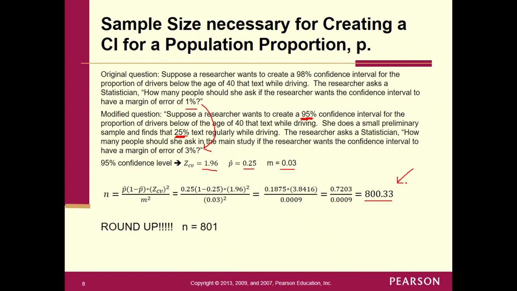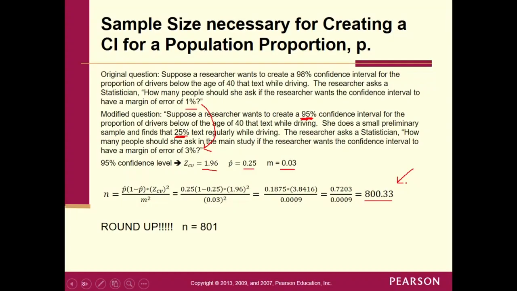That's our final answer. Look at the difference there. We didn't even change a whole lot. We went from 98% to 95%, we did a little preliminary sample ahead of time, and we loosened up the precision from 1% to 3%. That's all we did, and look how much of a difference that made. We got it down to 801 versus the 13,000-something. So hopefully that gives you an idea what's going on here.